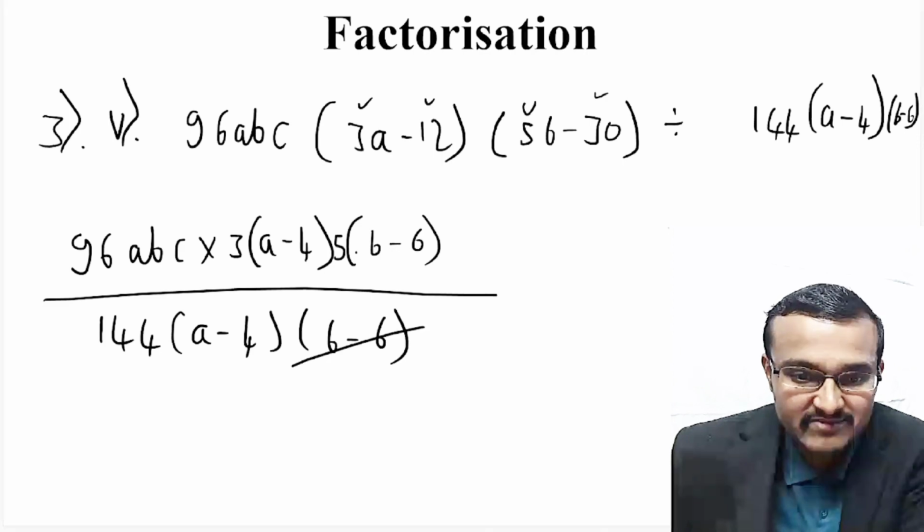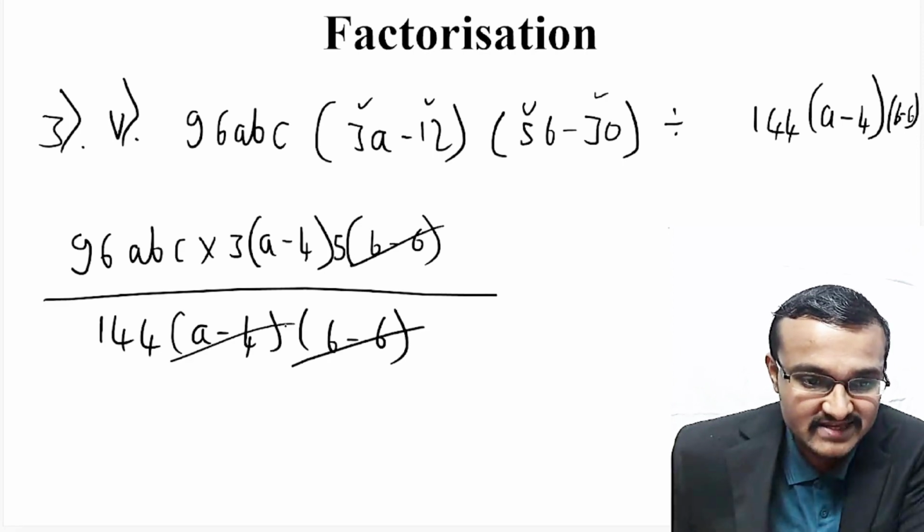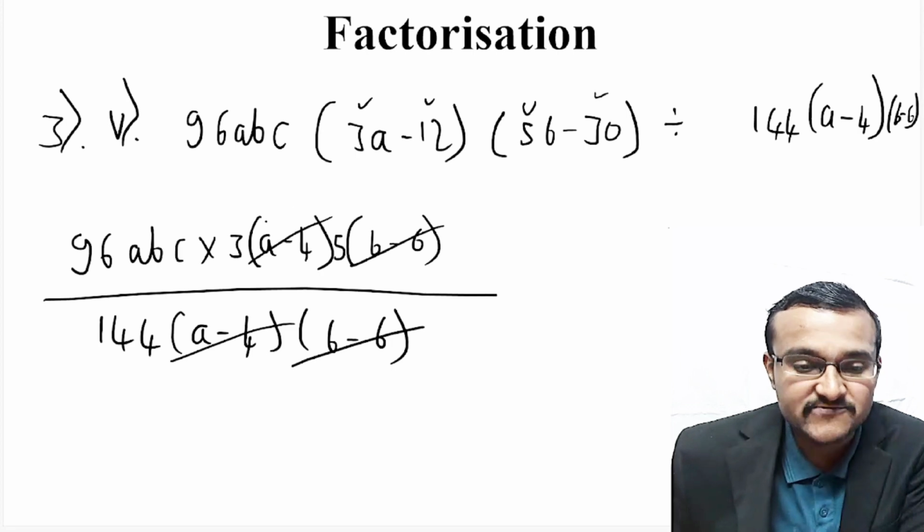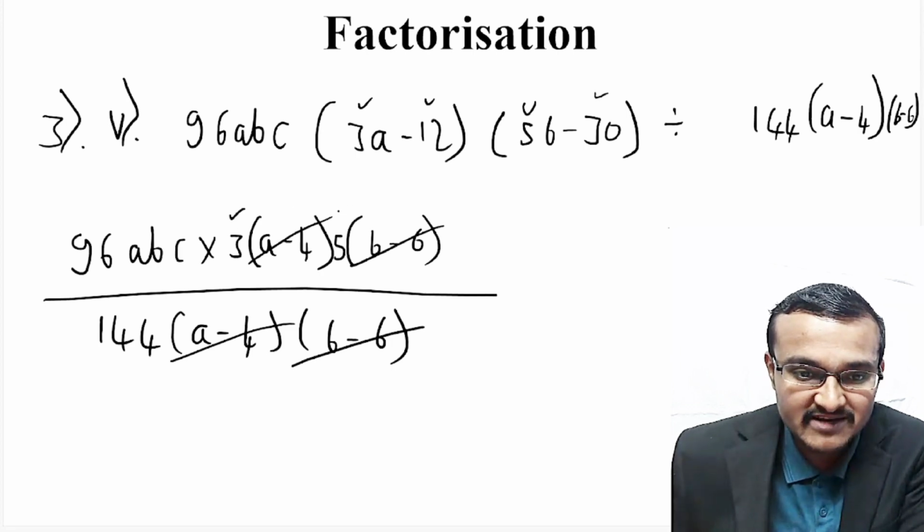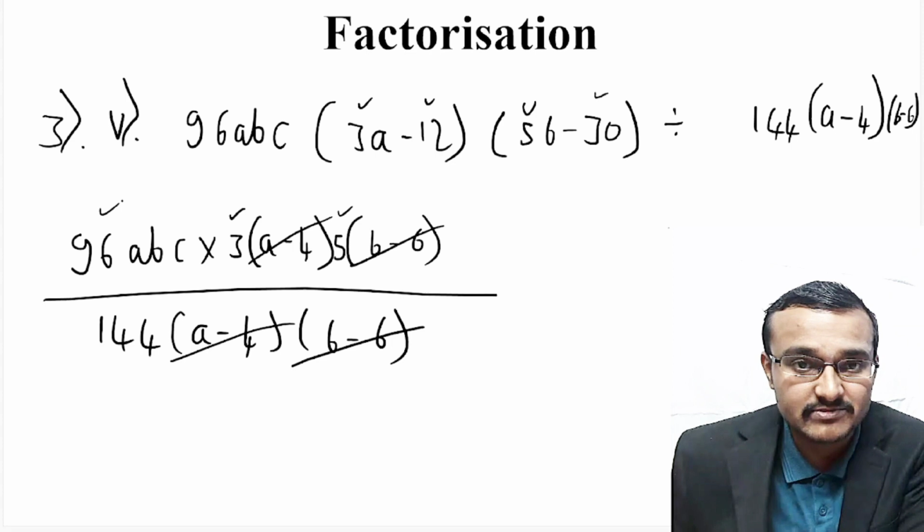Here you can clearly see b minus 6 and b minus 6 get cancelled with each other. A minus 4 and a minus 4 will get cancelled with each other. So 3 will remain, 5 will remain, 96abc will remain.